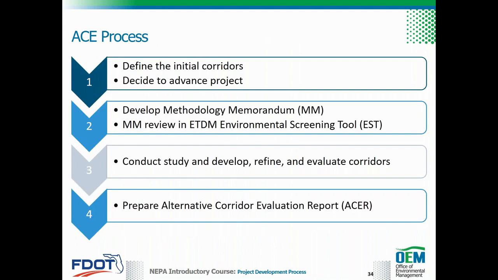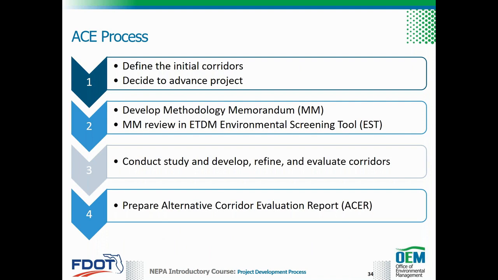The ACE process identifies and evaluates corridor alternatives using the methodology agreed upon by the project stakeholders, which is documented in the methodology memorandum. The results of the ACE process are documented in the Alternative Corridor Evaluation Report, or ACER. The ACE process includes the following 4 basic steps.